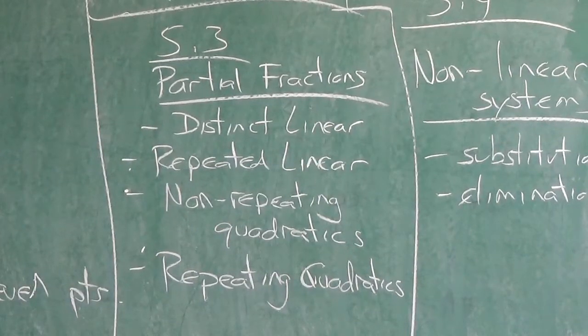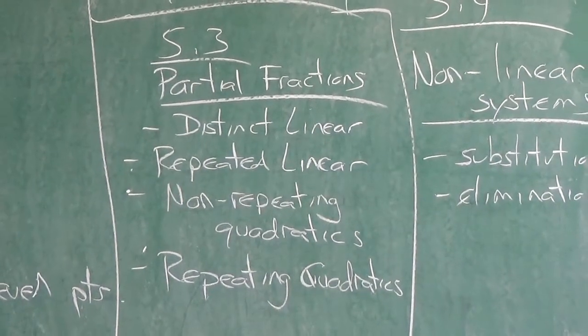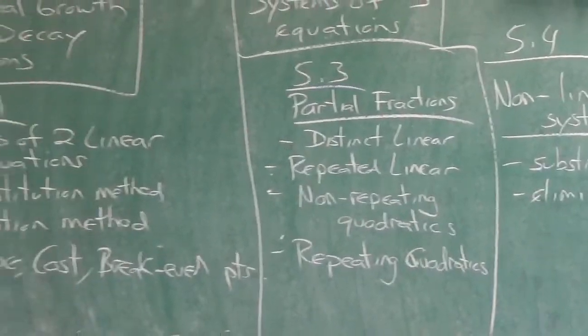Okay, section 5.3, so we're done with systems of equations. We're going on to something different here. It is called partial fraction decomposition. And there are 4 cases that we want to cover here. As you can see, distinct linear factors, repeated linear factors, non-repeating quadratics, and repeating quadratics. So all 4 of those cases we want to cover here in section 5.3.